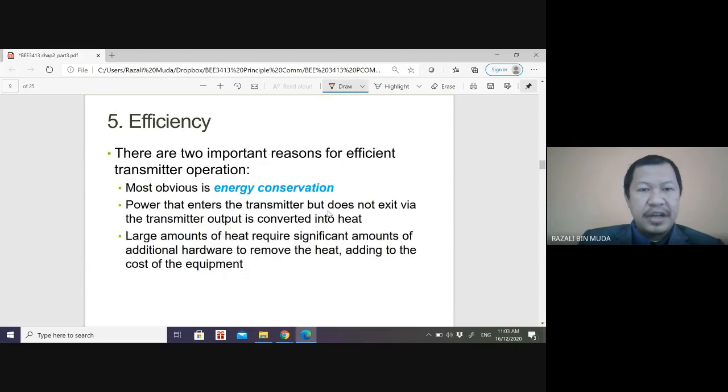Then efficiency. There are two important reasons for efficient transmitter operation. Number one, most obvious, is energy conservation. Power that enter the transmitter but does not exit via the transmitter output is converted into heat. So this is loss.